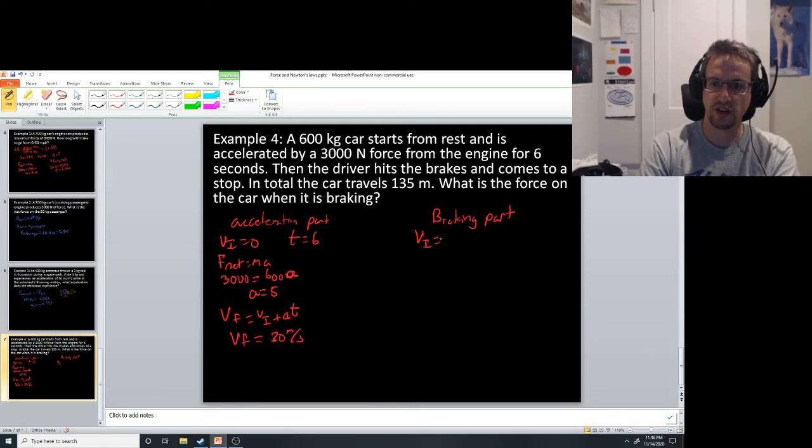So now the V initial here is 30 meters per second. The V final is 0. And I don't need another variable here, but I have this 135 meters. So what if I found the displacement here? Change in x equals V initial times time plus 1/2 at squared. I get that this is 90 meters. So this part is 135 minus 90, or 45.